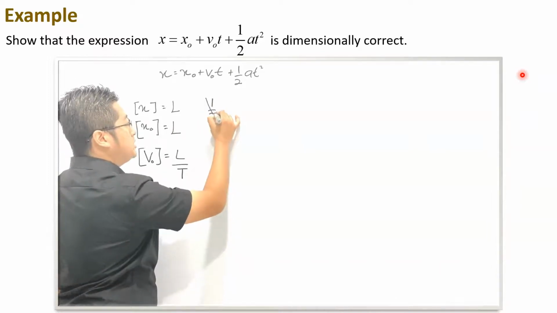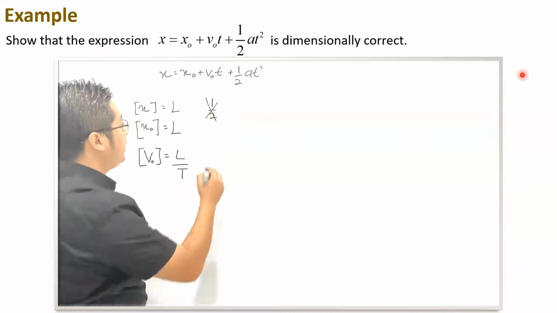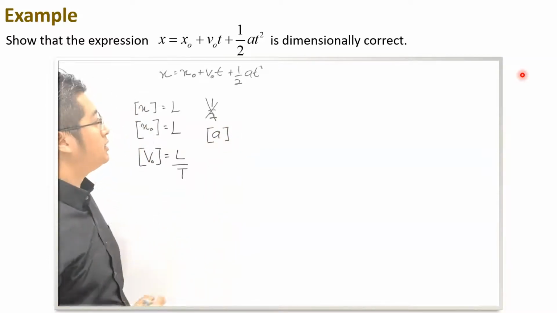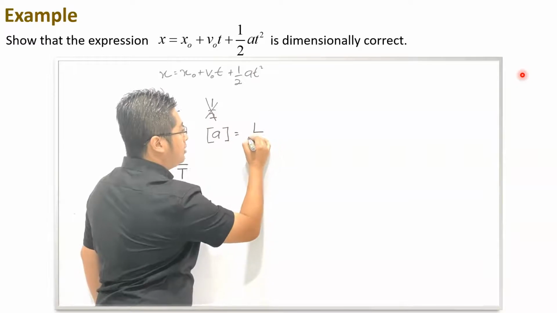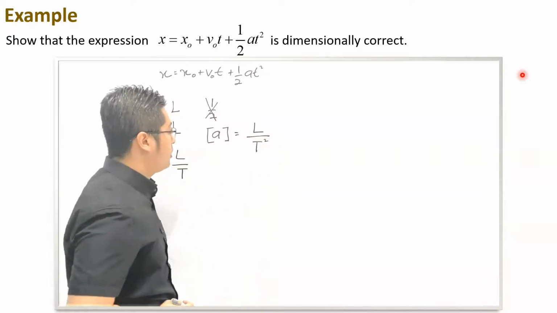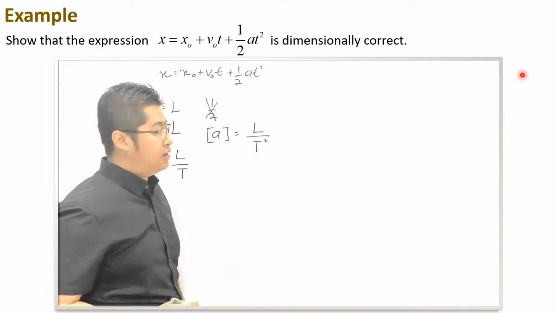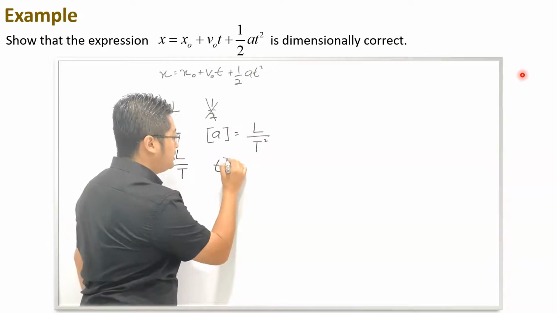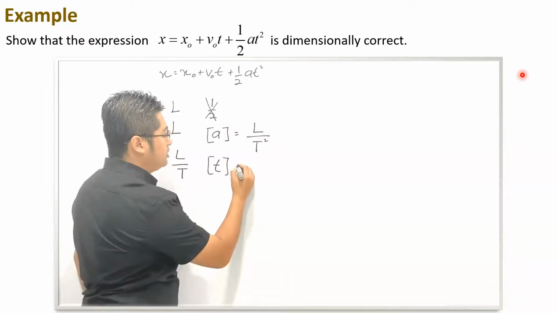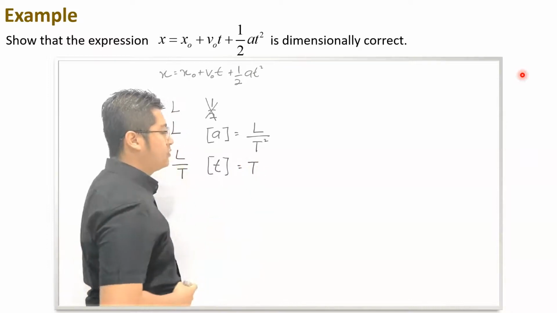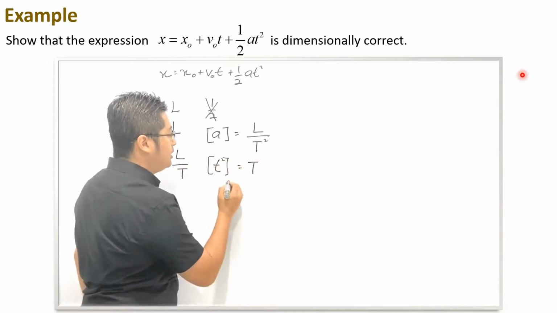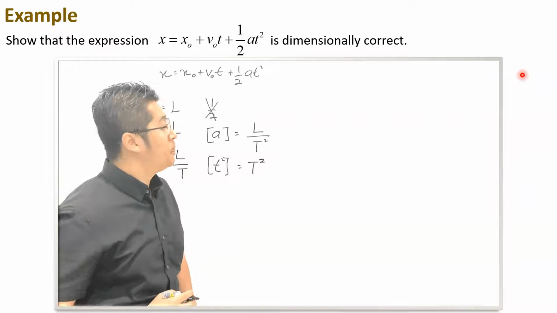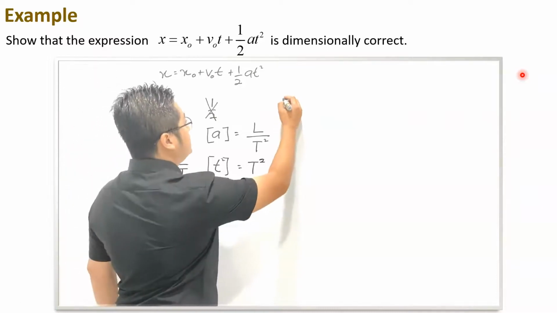has no dimension. Okay, and then the dimension of acceleration, or a in square brackets, equals L over T squared. It means that acceleration has length dimension and time dimension. And then the dimension of time, t, equals T. Or if you want to add t squared here, you may also add t squared for the dimension. Okay, now you will check the dimension.